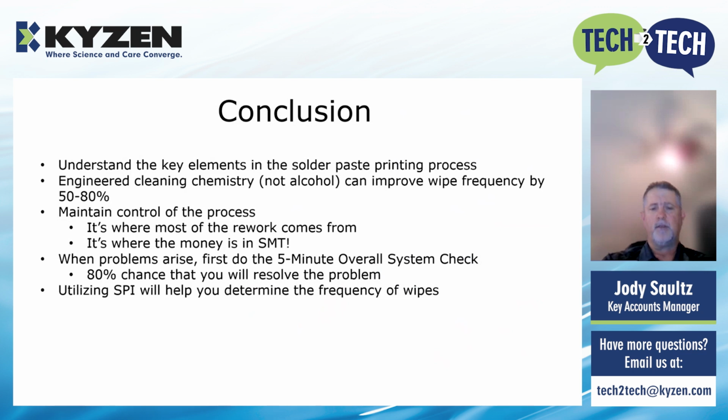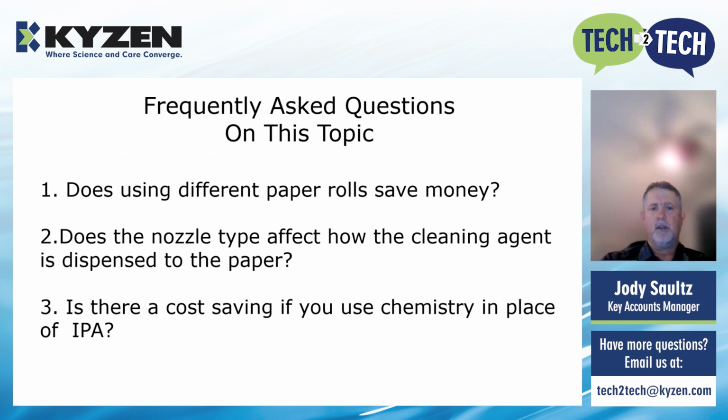And when problems arise, take 5 minutes, do a system check, just do an overall visual look at the machine. 80% of the time, you're going to resolve that problem. And then utilize that SPI. It's going to help determine that frequency of wipes as well. So there's a few questions I want to go through and answer real quick on this topic.